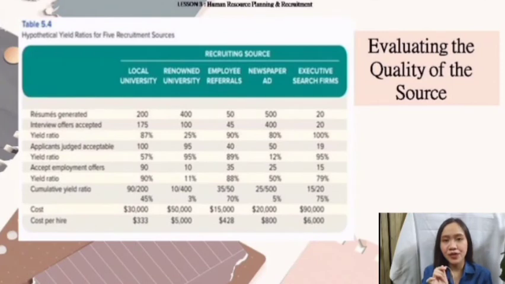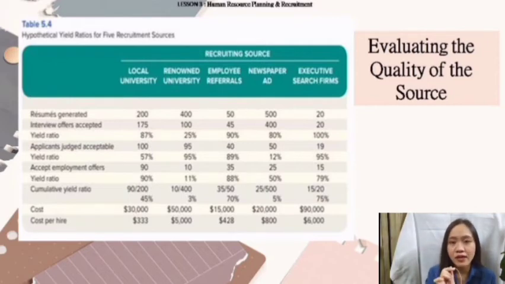Now that we have discussed all the information about the recruitment sources, let us proceed with evaluating and examining the quality of each of these sources. One way to do this is to get the yield ratio. The yield ratio indicates the percentage of applicants who are ready to take on the next step of recruitment, which is the selection. The cost per hire, on the other hand, refers to the total amount of money spent in order to fill a vacancy.